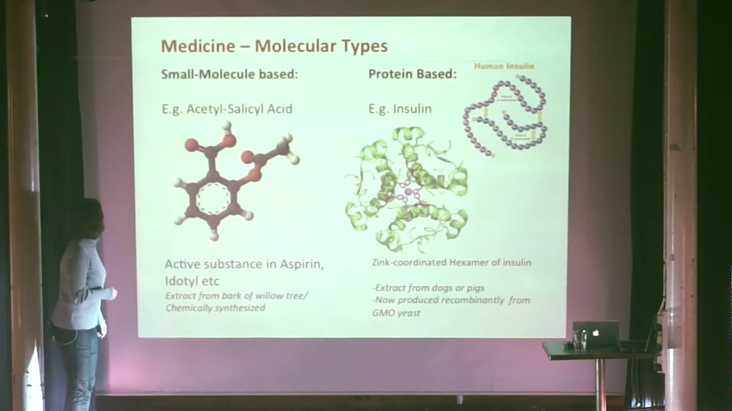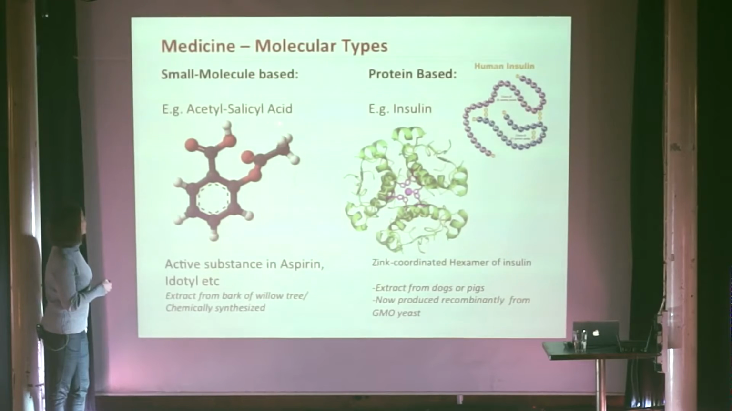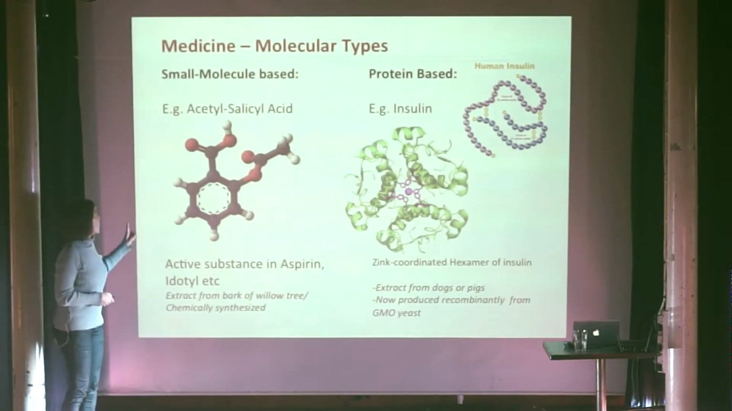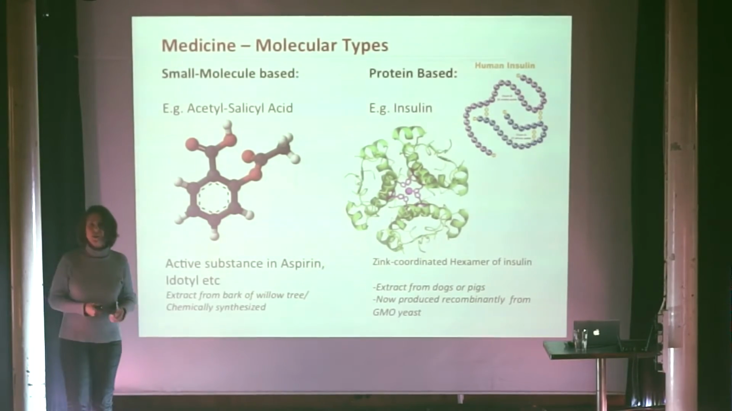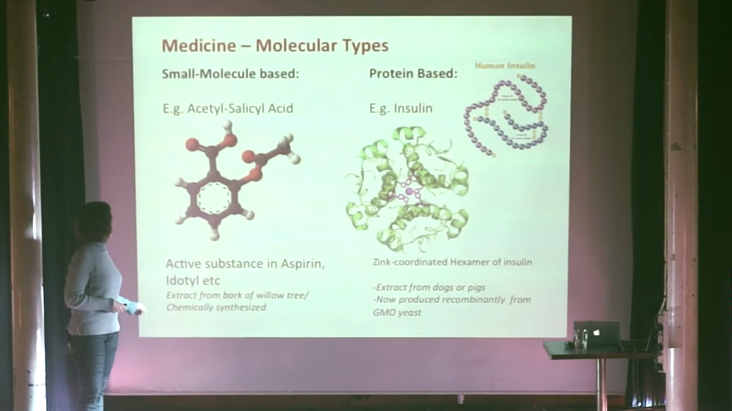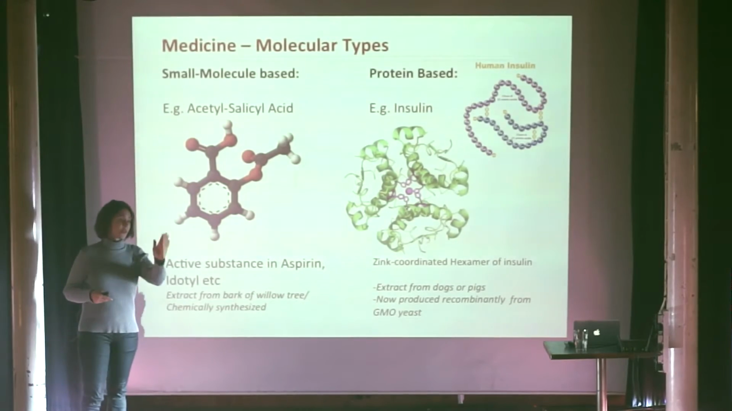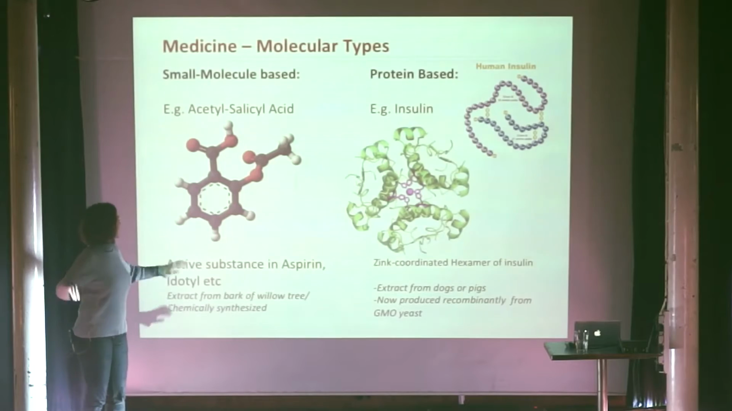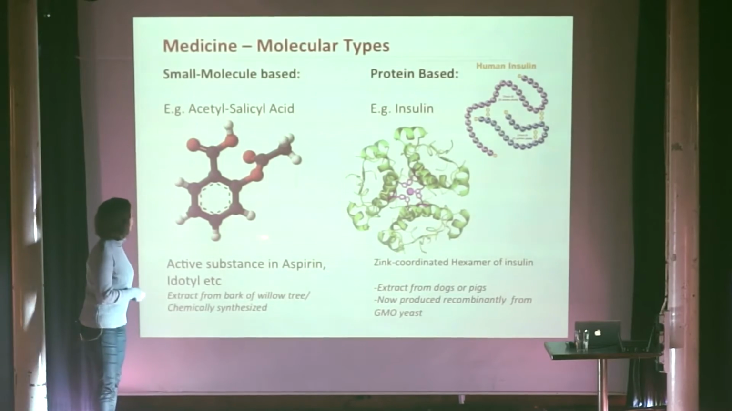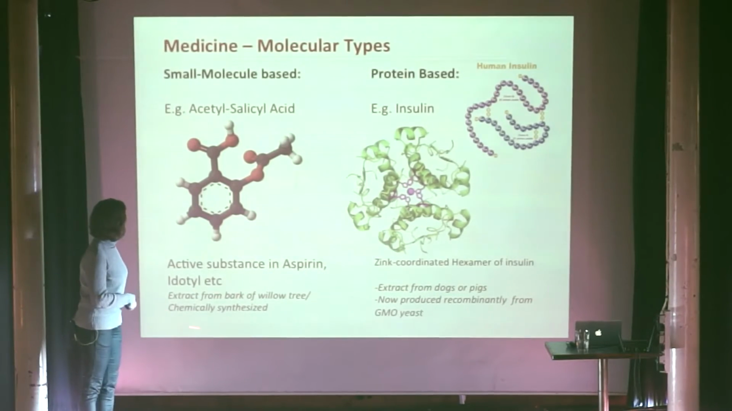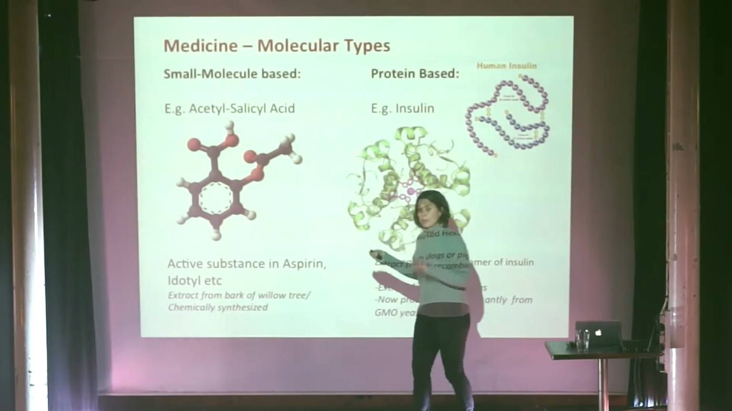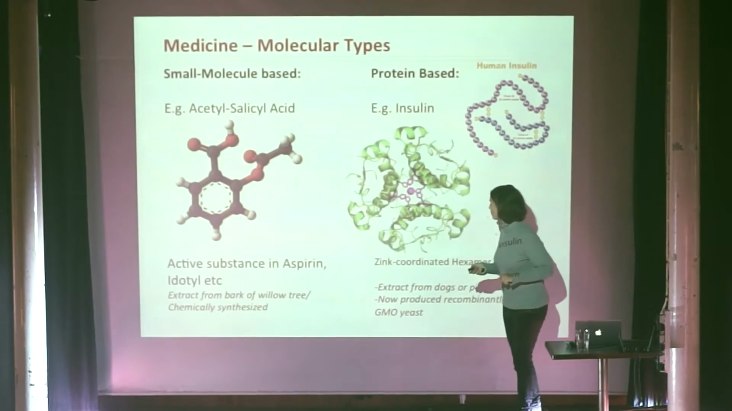There's a good example here of acetylsalicylic acid, which is the active substance in aspirin or Idotyl, etc. And this is actually a molecule that has been known in popular medicine for hundreds of years. This is the extract of the bark from a willow tree, and it has been known for centuries that if you extract this, it has a nice sedating effect on you. By now, you can still extract it, of course, but it's much more economical and efficient to synthesize it chemically. So that's what big chemical companies like Bayer, for example, do.